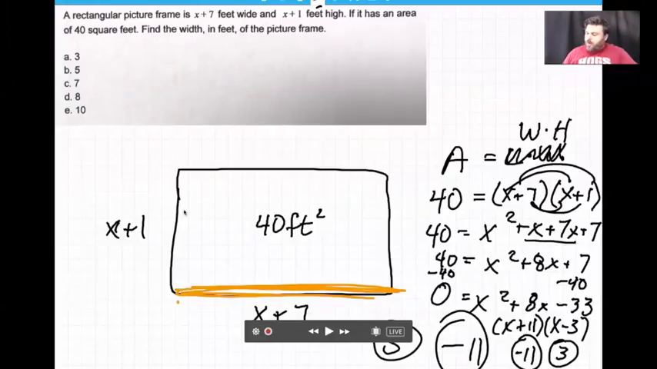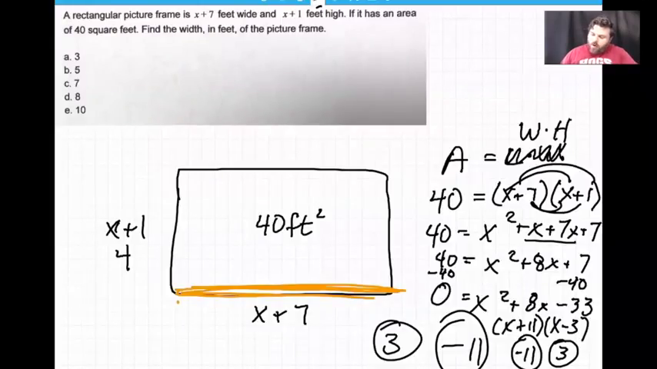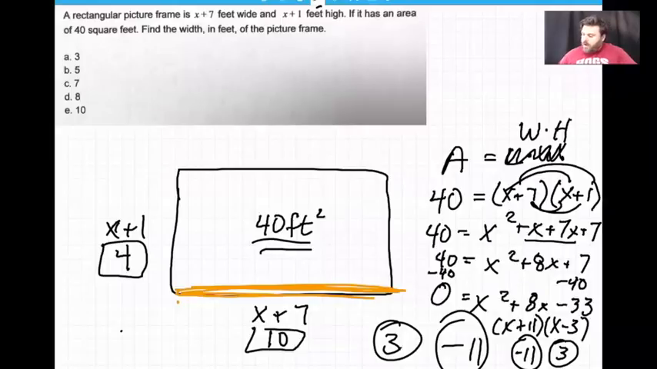Let's think about this. If x is 3, this is 4, because that's 3 plus 1, and this is 10. I get a 4 by 10. That's where I get 40 square feet. What if x was negative 11? Negative 11 plus 1 is negative 10, by negative 11 plus 7, which is negative 4. You can't have negative lengths, so we actually just ignore that side. We just worry about the positive version here.